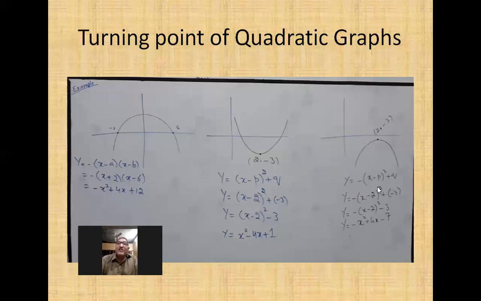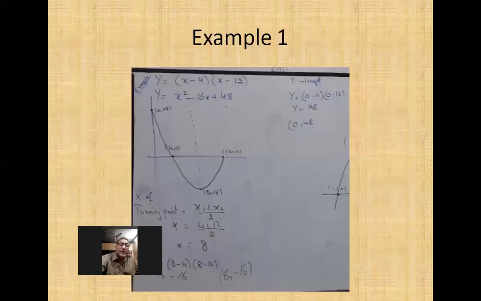So you will have (x minus 2) whole square, and a negative is outside already, plus, and the q is minus 3. So you will have minus (x minus 2) whole square minus 3. If you open it and simplify it, the final equation will be y equals minus x square plus 4x minus 7. So you see, if you are given a parabola and you only know the turning point, very easily you can find the equation.